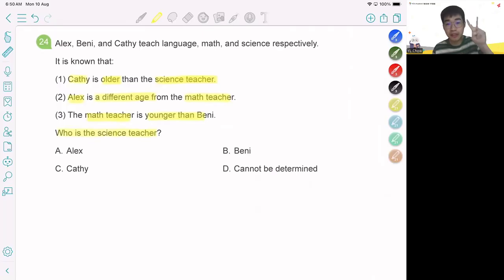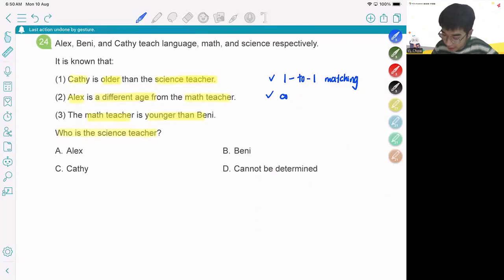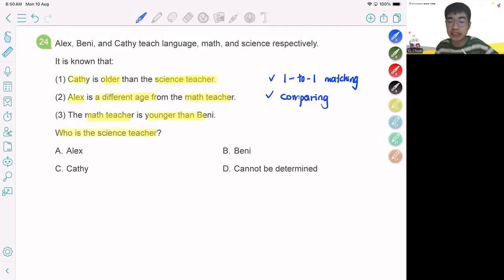In this question, we are doing two things. Number one, like I said, we are doing 1-to-1 matching. We want to match each person to the subject that they are teaching, and there is only one person for each subject, one subject for each person. Actually, if you read the hints carefully, there is a second thing we are doing, which is comparing. In this case, we are comparing the ages of the teachers. We see the use of the words older, younger, different age.